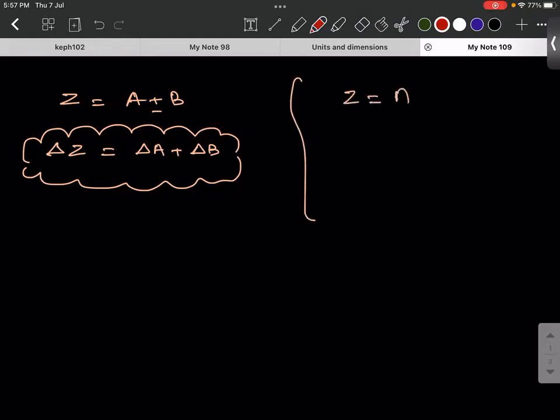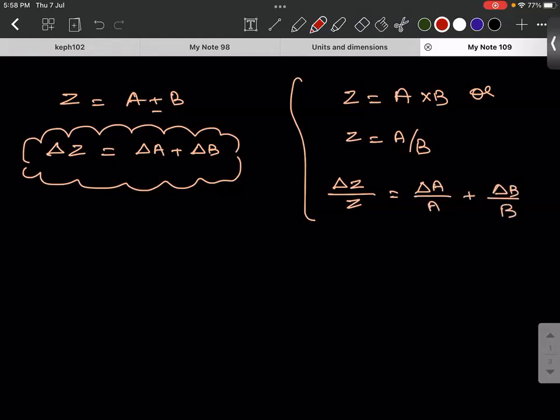Similarly, you have Z equal to A into B, or Z equal to A divided by B. Then in this case, will you be able to find the absolute error? No, you will only be able to find the fractional error. Delta Z divided by Z is equal to delta A by A plus delta B by B. I think we solved problems based on this last class, from the worksheet, no?